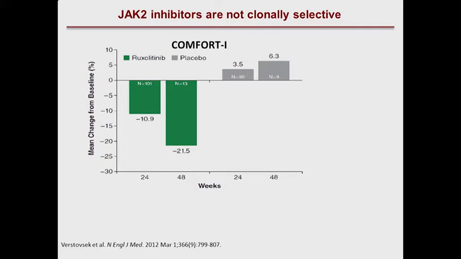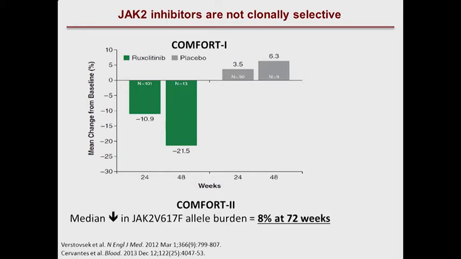So this is the Jak2V617F allelic burden data from the COMFORT-1 study. There were 150 patients who received ruxolitinib, and as you can see, 100 of those patients, after 24 weeks of treatment, had a median reduction in their Jak2V617F allelic burden of just 11%. And in the COMFORT-2 study, which compared ruxolitinib to best available therapy, which was hydroxyurea in the majority of patients, the median reduction was just 8% after 72 weeks of treatment.